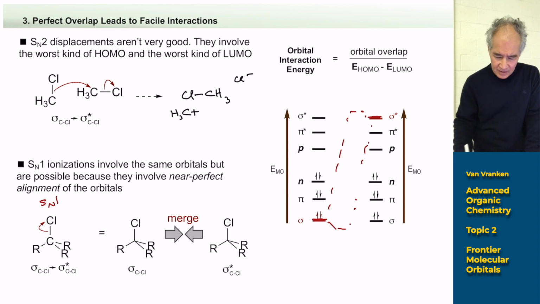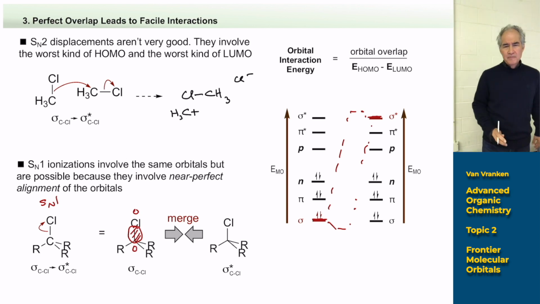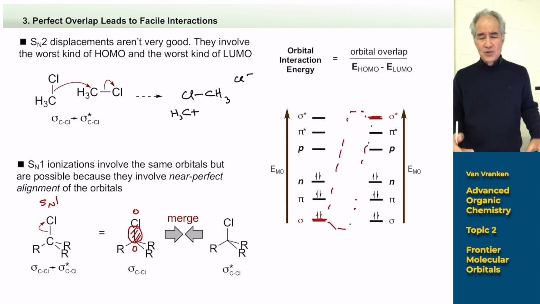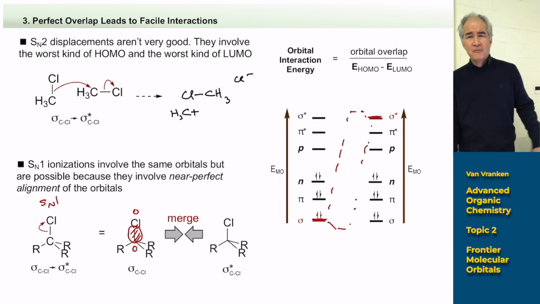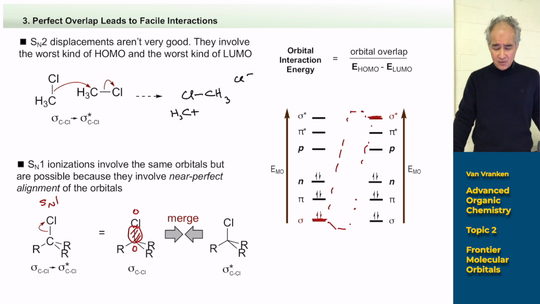So if I draw out a picture of a sigma-like orbital for a carbon-chlorine bond, it would look something like this. I would end up with electron density between the two atoms, between the carbon and the chlorine. That's what a sigma orbital typically looks like. And the orbitals stick out on the opposite ends a little bit. But there should be electron density between the two. And it should be aligned, the orbital should be aligned around that axis between the carbon and the chlorine.